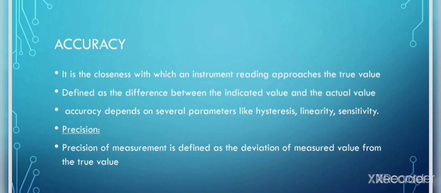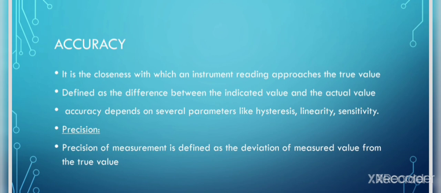The best way to specify accuracy is in terms of the true value of the quantity being measured, by taking the values with a plus or minus sign. And accuracy depends on several parameters like hysteresis, linearity, and sensitivity of the instrument.